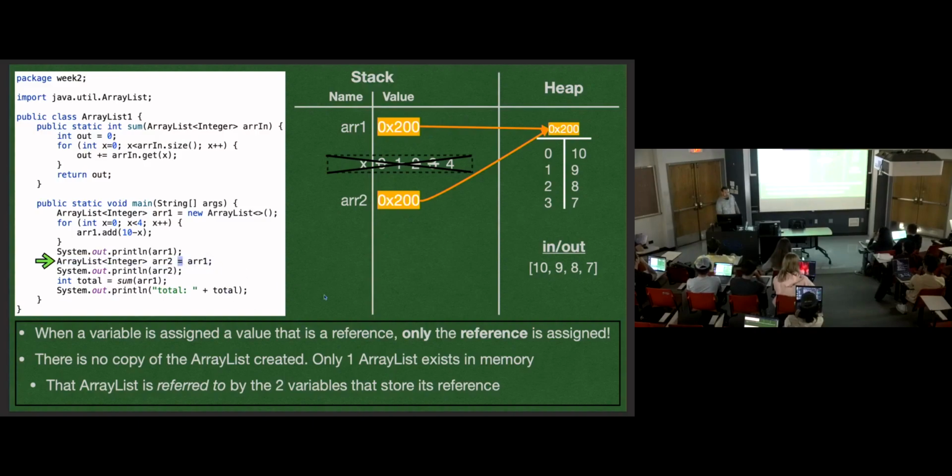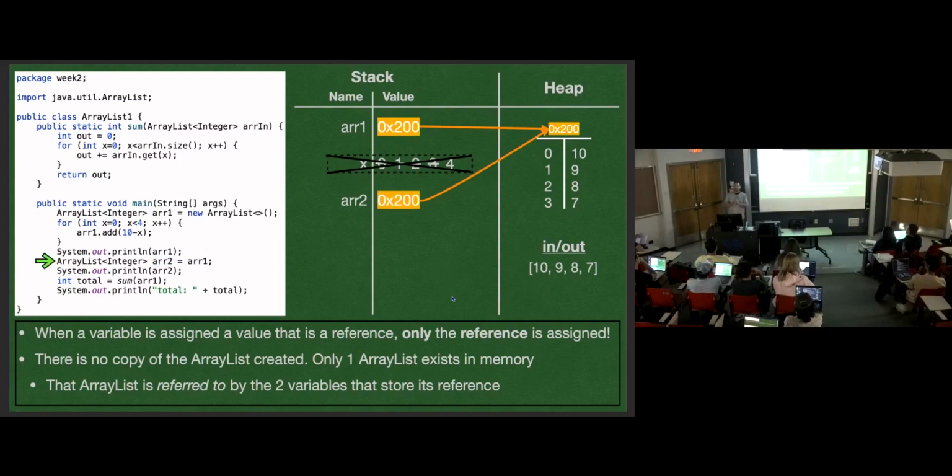Whenever I have an assignment, the machine is going to look up the value for the right-hand side in the stack, find that variable, and look at what that variable is storing, which is whatever's sitting right next to it in the stack in the memory diagram, which is a reference, not an array list. So whatever is sitting right here next to the variable name, that's what's assigned to the variable on the left-hand side of the assignment operator.